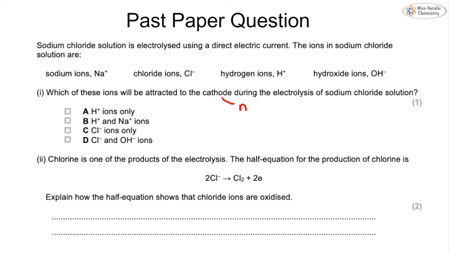Well, we know that the cathode is our negative electrode, so we want to be thinking about the positive charges. So we have our Na+ and our H+, so our answer must be B, because both of the positive ions are going to be attracted to that negative electrode.